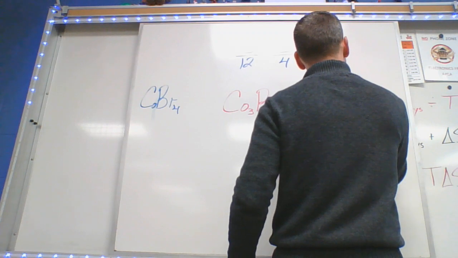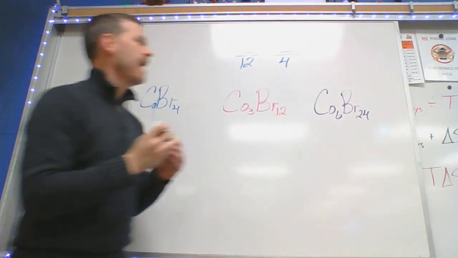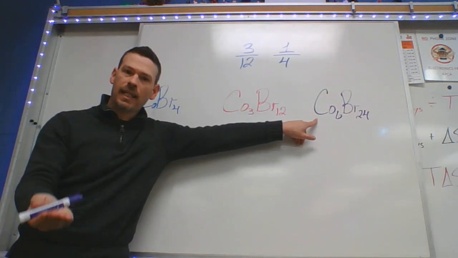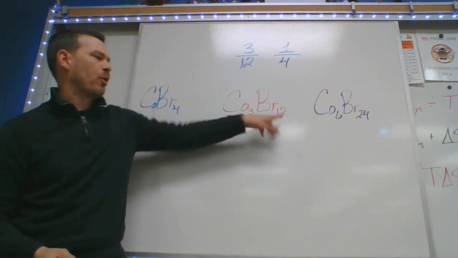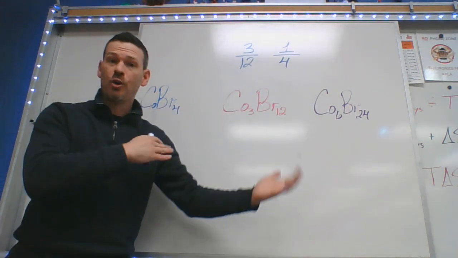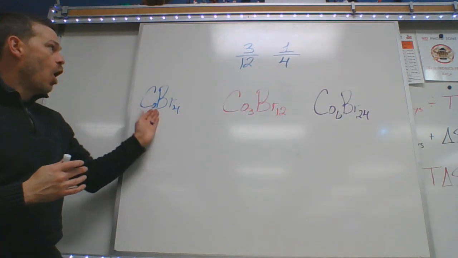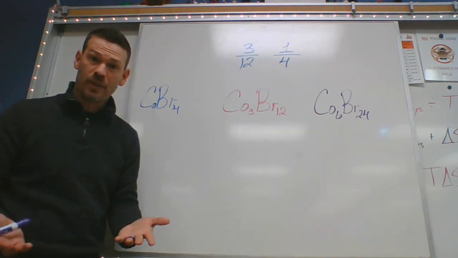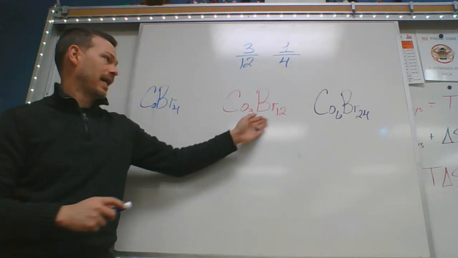CO6, Br24. Look, I came up with another molecular version, right? By simply multiplying both of those by 2. But it made the ratio stay the same. All right? So all of these are a 1 to 4 ratio, essentially. Empirical, molecular, molecular.